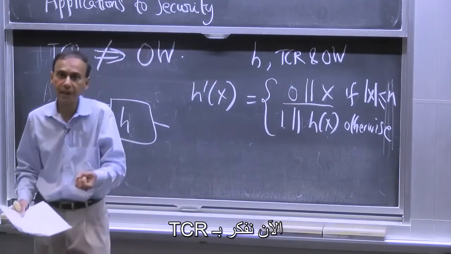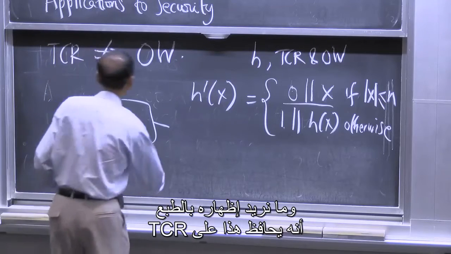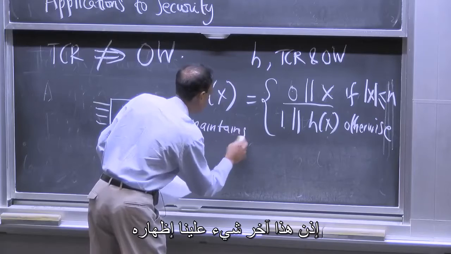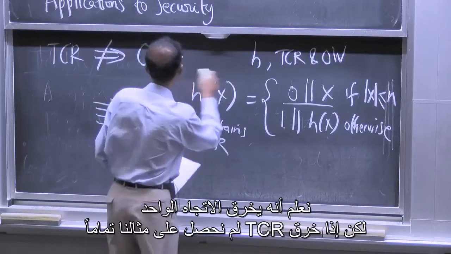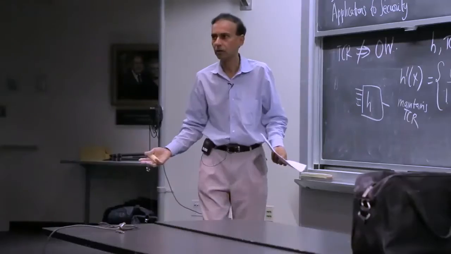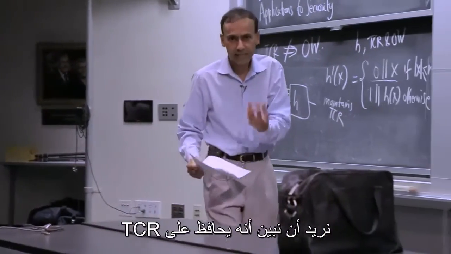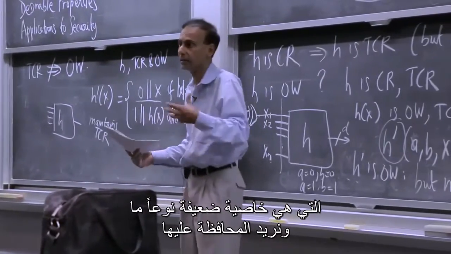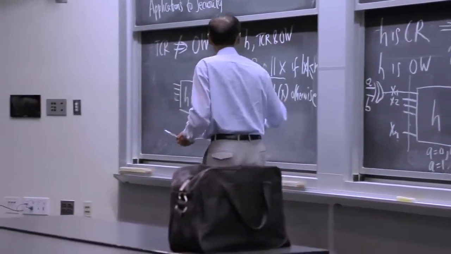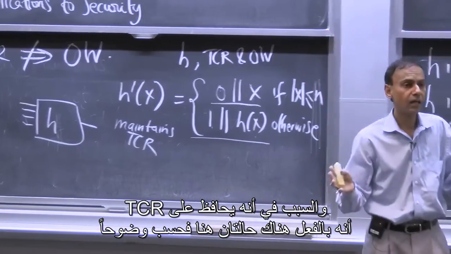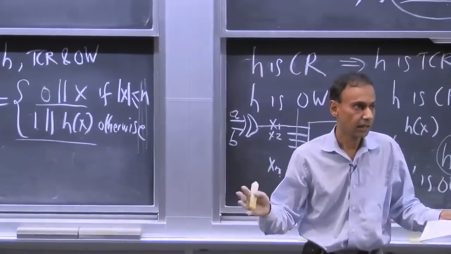Now you think about TCR, and what you want to show, of course, is that this maintains TCR. So that's the last thing that we have to show. We know that it breaks one-wayness, but if it broke TCR, we don't quite have our example. So we want to show that it actually maintains TCR, which is kind of a weakish property that we need to maintain.